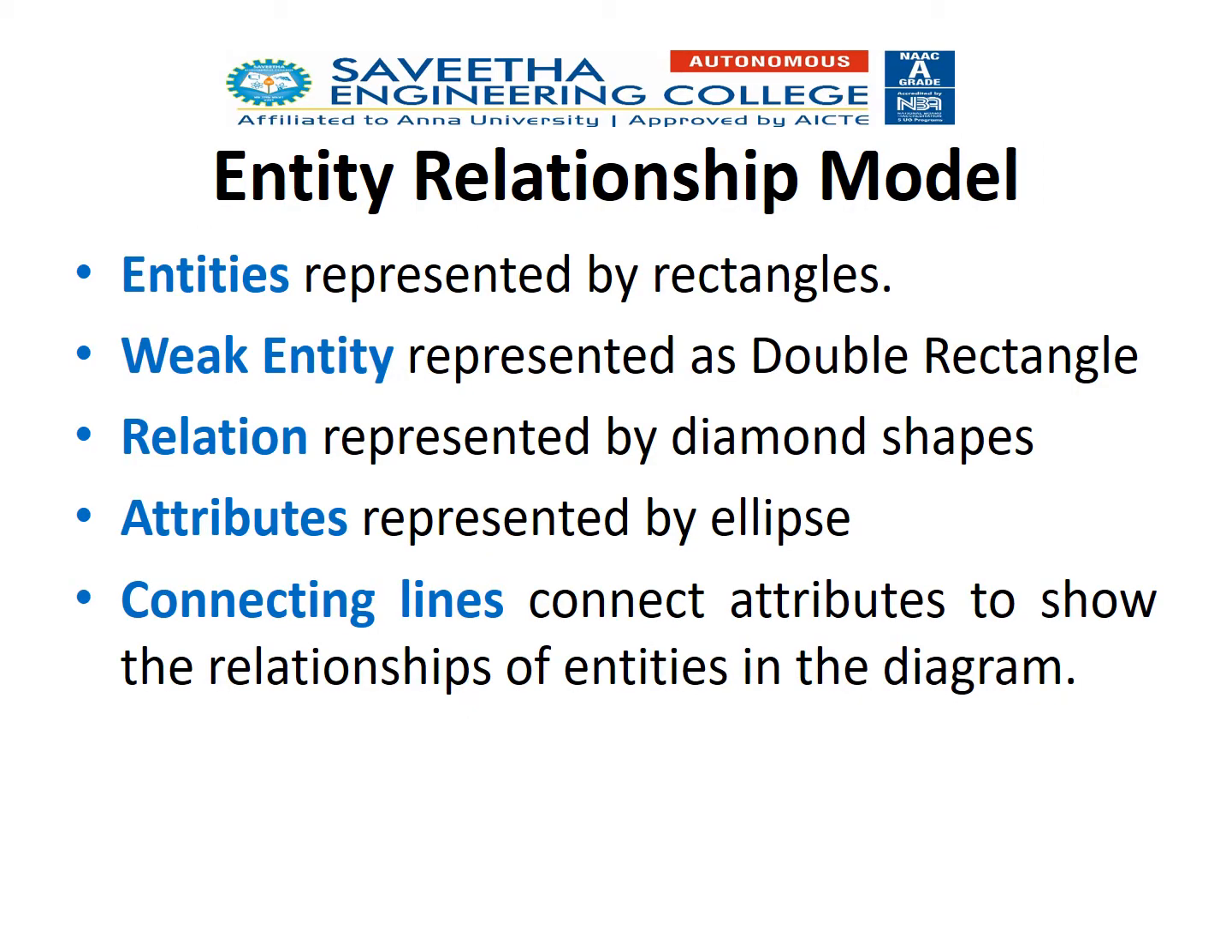So we all know how to represent entity, attribute and relation in the ER model. Entity is represented by a rectangle, weak entity by a double rectangle, relation by a diamond shape, and attribute by an ellipse. Connecting lines are used to connect relationships with entities.